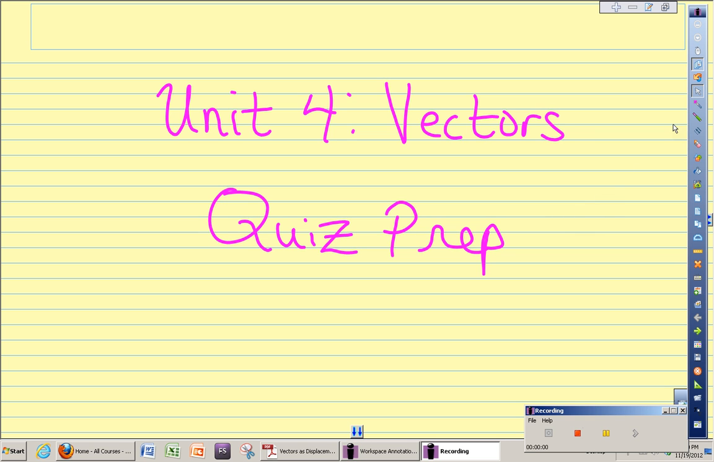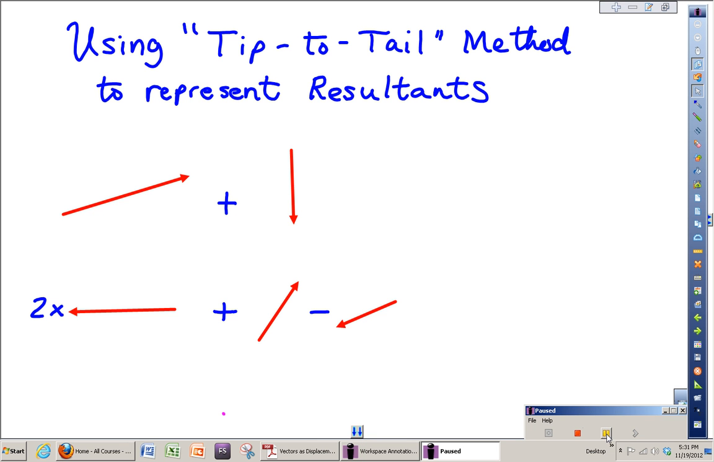Okay, this tutorial is on Unit 4 vectors in preparation for your quiz on the subjects of vector addition, vector resolution, and motion in two directions for vectors, velocity vectors. So the first thing that we'll review will be the tip-to-tail addition method for component vectors in order to obtain a resultant. These could be any vectors.